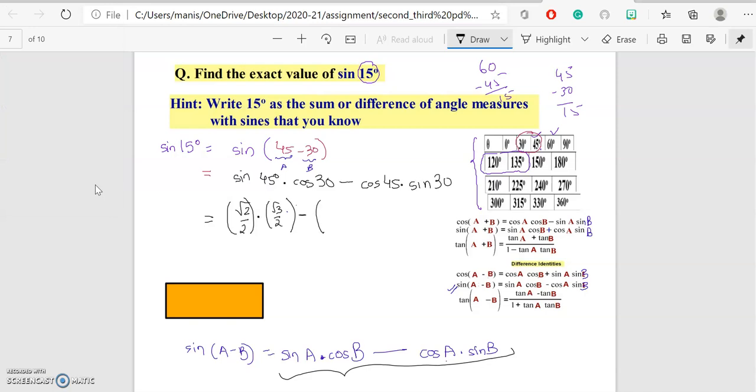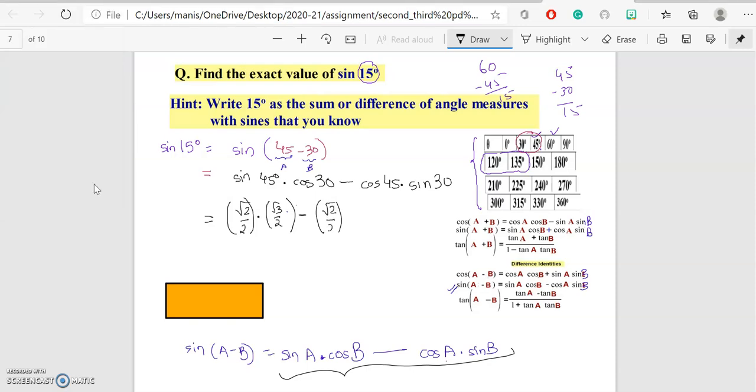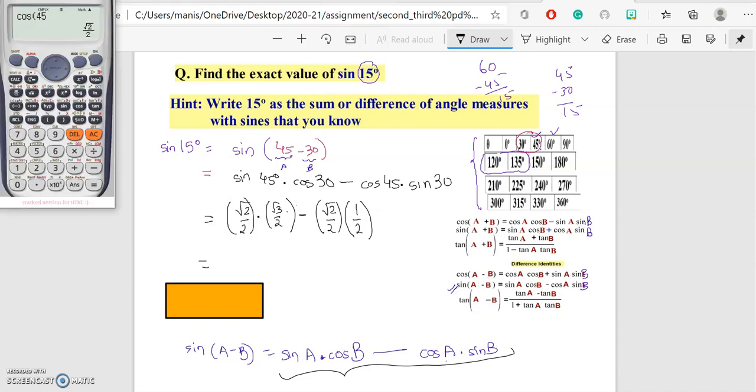Minus cosine of 45 degrees. So this is your cos, that's your 45 degrees. Radical 2 over 2. And similarly for sine 30 degrees, that's your 1 half. Okay, now I will simplify this to find my answer. The easy way to do this is you can type everything in your calculator also.